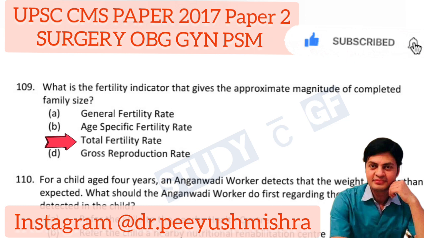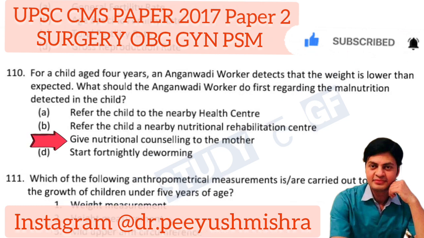Total fertility rate. For a child aged 4 years, an Anganwadi worker detects that the weight is lower than expected. What should the Anganwadi worker do first regarding the malnutrition detected in the child? Give nutritional counseling to the mother.